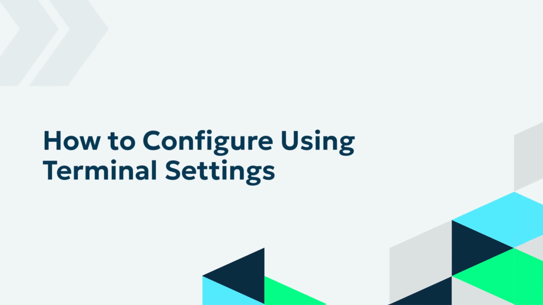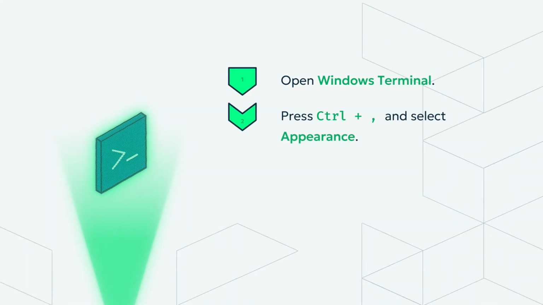How to configure using terminal settings. The simplest way to manage the terminal's minimized state is through the built-in settings. Open Windows Terminal, press Ctrl+, and select Appearance.